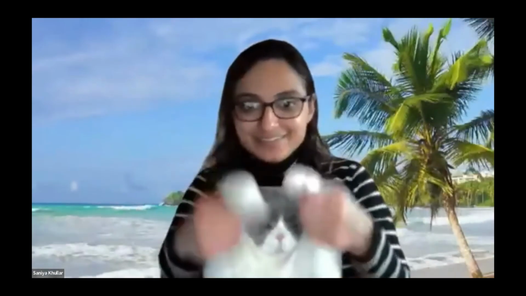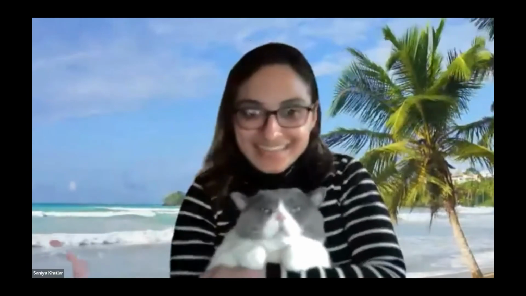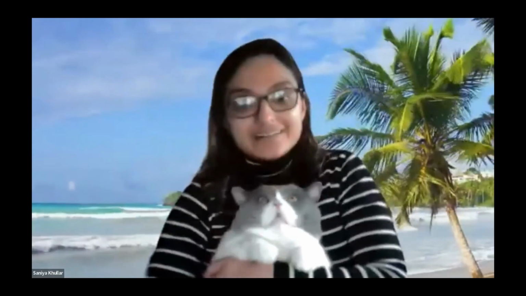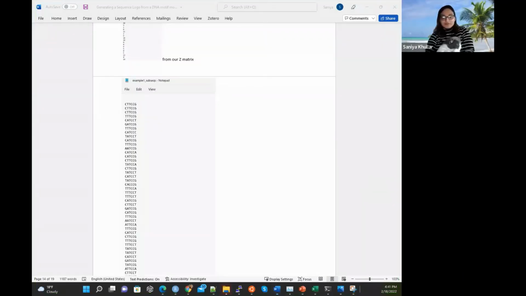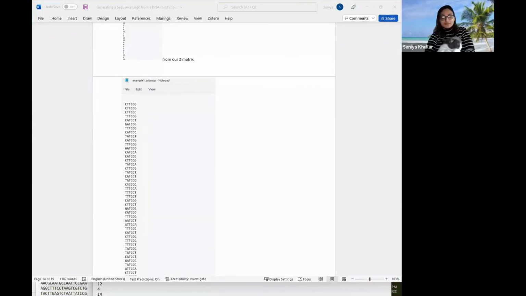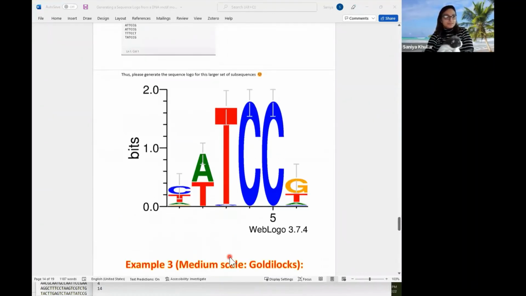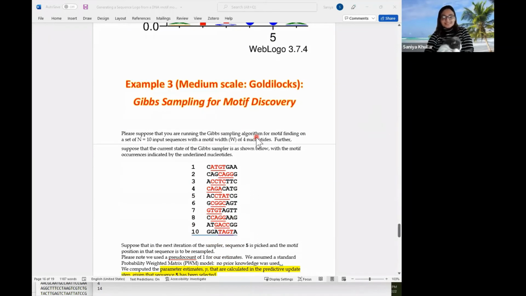On to the last example of finding a sequence logo here. And this would be a Gibbs sampling approach. I have a lot of videos talking about this and solving this by hand as well, so I hope those will help you. I think we may have gone through this example in another video, but this one is medium scale. So it's like the Goldilocks example.